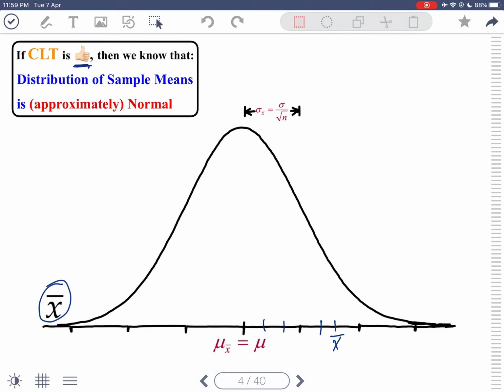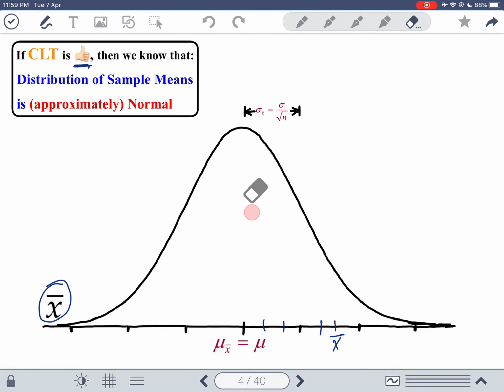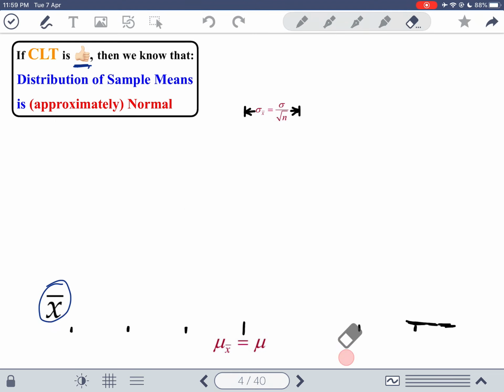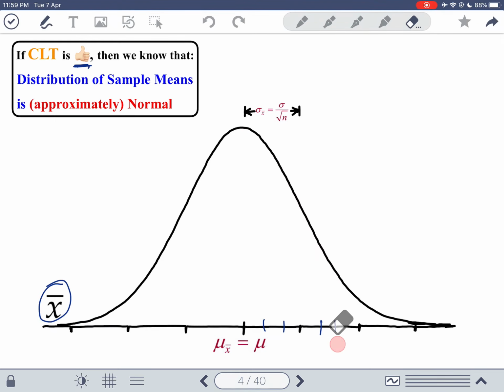Remember also that we saw that the mean of the sampling distribution of sample means is the same as the population mean. So mu of x bar, the mean of sample means, is the same as the population mean. In this lecture, please always remember that this will be an unknown for us and we want to find it in this lecture. In the previous lecture it was given to you.